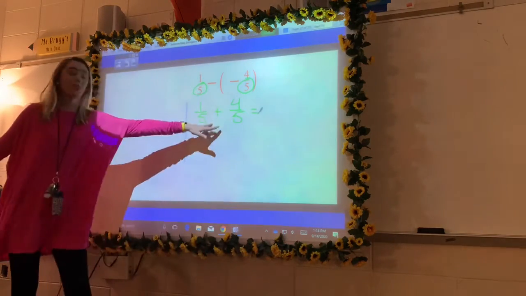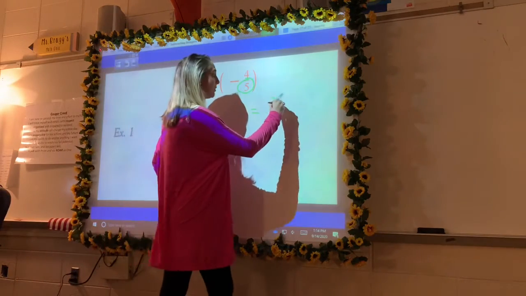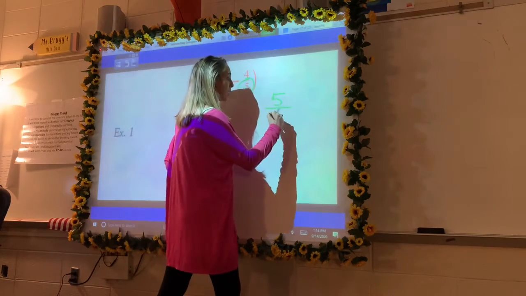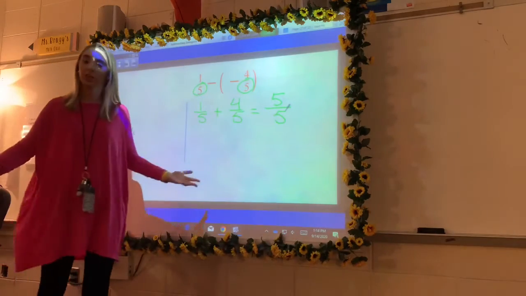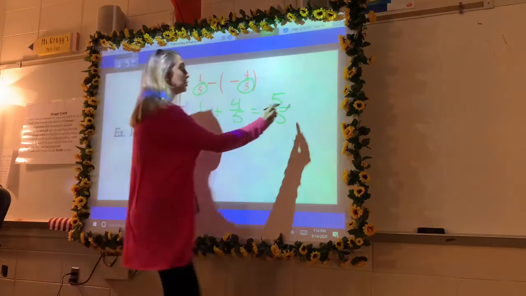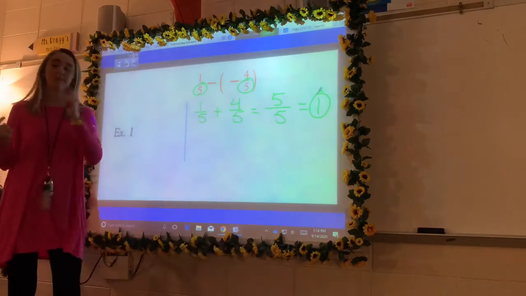And with fractions, if our denominator is the same, we can add straight across. So 1 plus 4 would give us 5. We do not add the bottoms, so our answer would be 5/5. Hopefully you know that we can simplify that to 1. So your answer for this one would be 1.